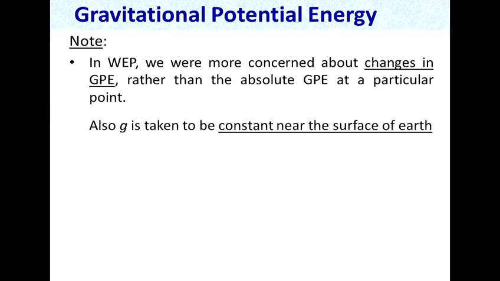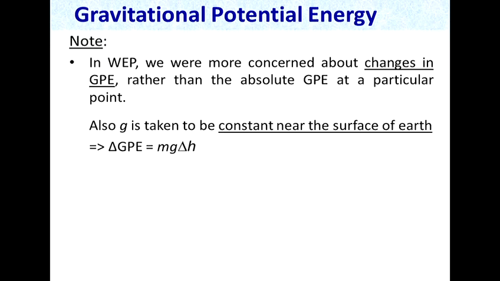Also, in WEP, when the objects move, they're always assumed to be close to Earth's surface, and so we take g to be constant. That is why the equation to find change in GPE is mg times the change in height, because we take the small g here to be constant at 9.81. So the questions you encounter in WEP, typically the distances involved are very close to Earth's surface. The g is assumed to be constant. That's why you can use this formula to calculate change in GPE.